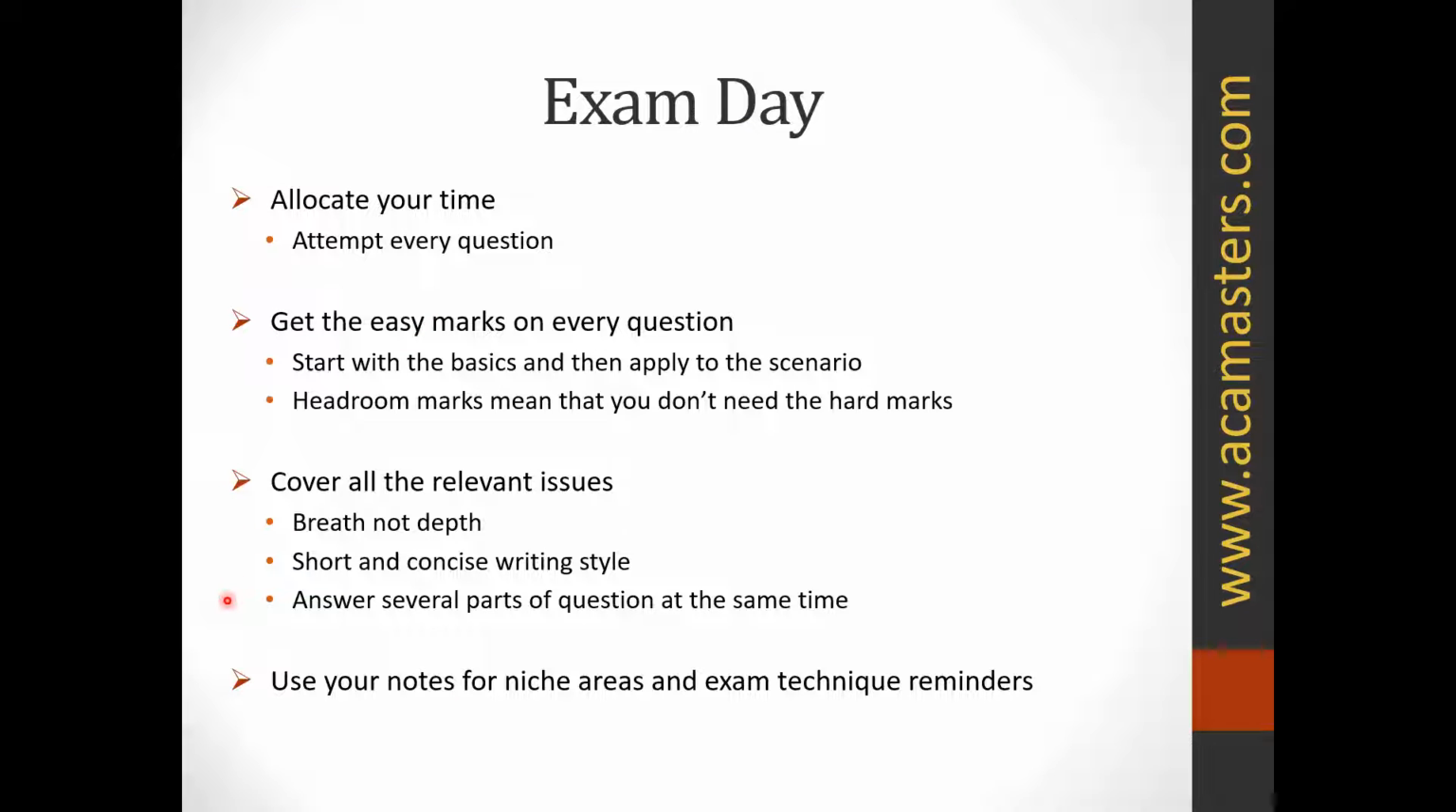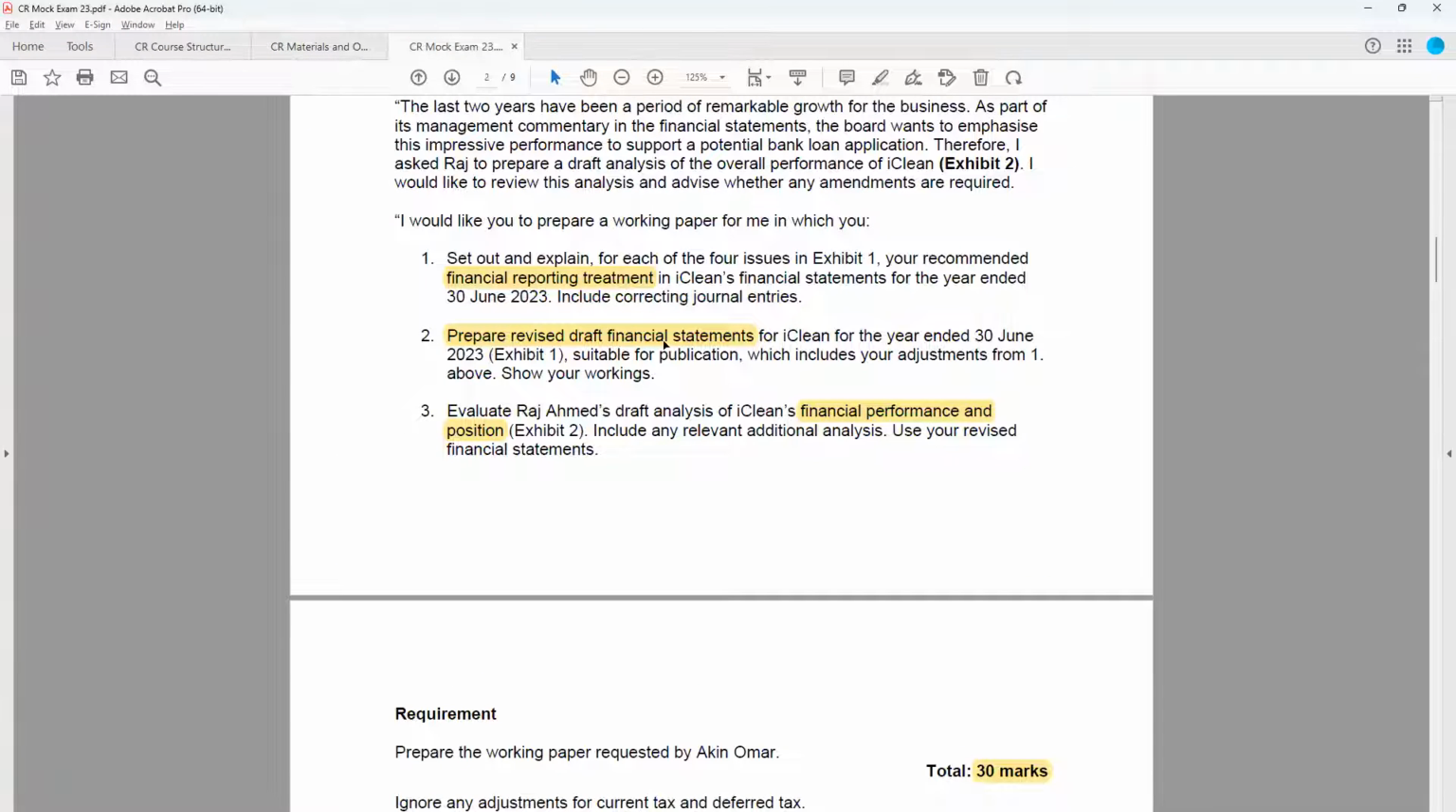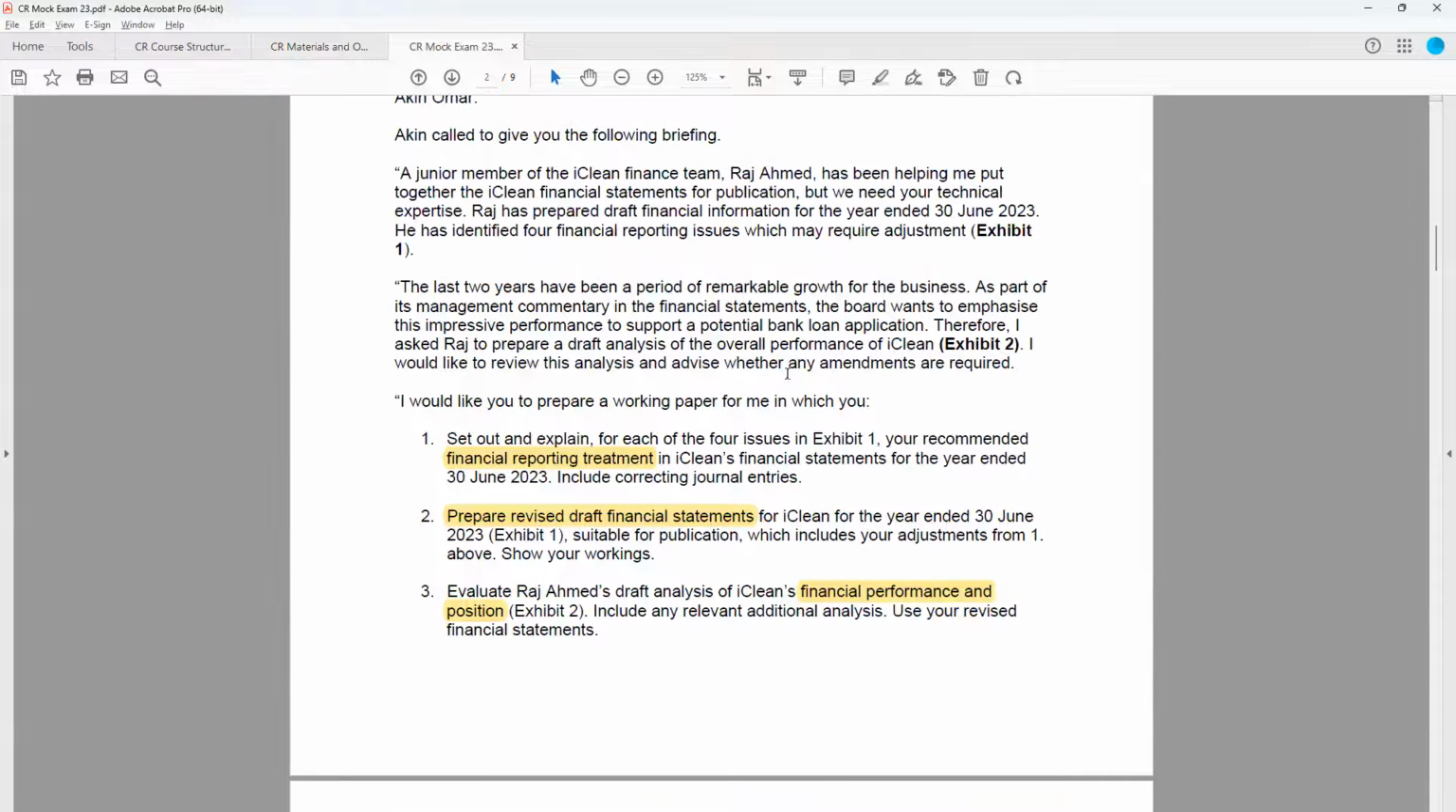And as well, make sure that you identify, when looking at the requirement, whether you can answer several parts of the question at the same time. So this question, for example, which is actually the free sample class, you can see me work through in the free sample class, which is available on the CR page of the ACA Masters website. I'll demonstrate how to do this.